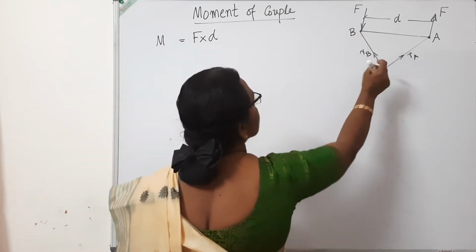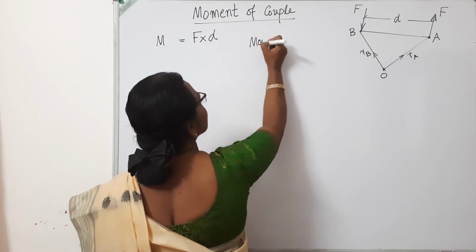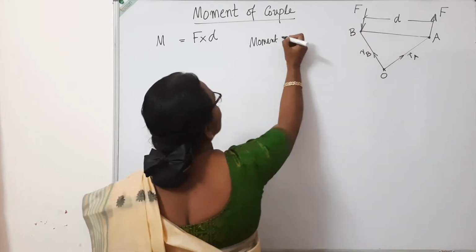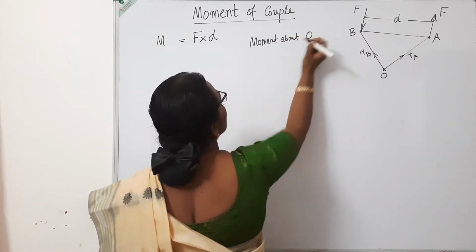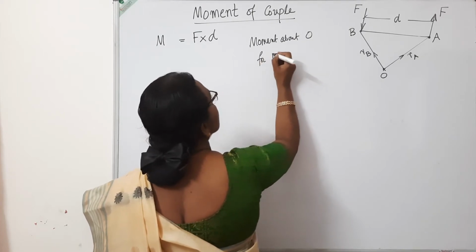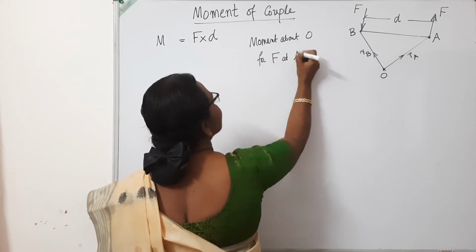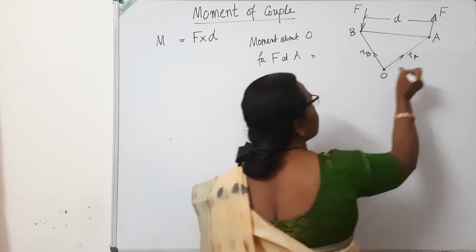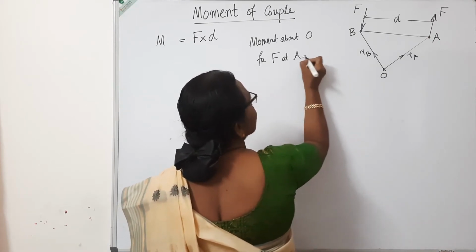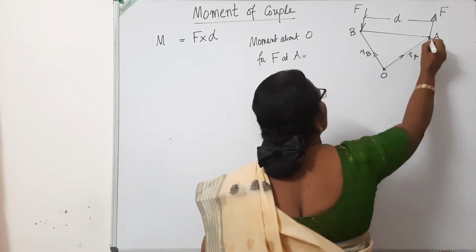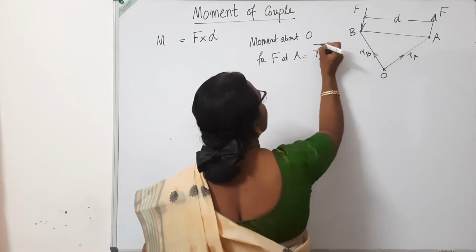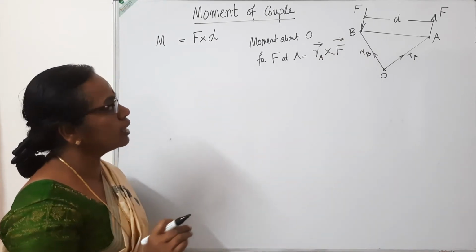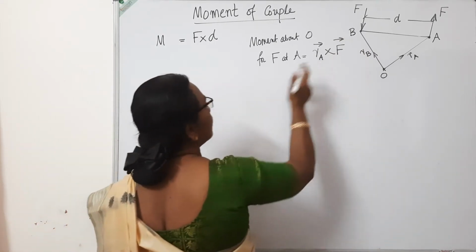What about the moment of these forces about point O? We want the moment of this couple F about a point O. Consider this force acting at A. The moment of this force about O is given by, suppose this position vector is OA, RA cross F. We have seen in the last video, the moment of that force F about O is equal to RA cross F.